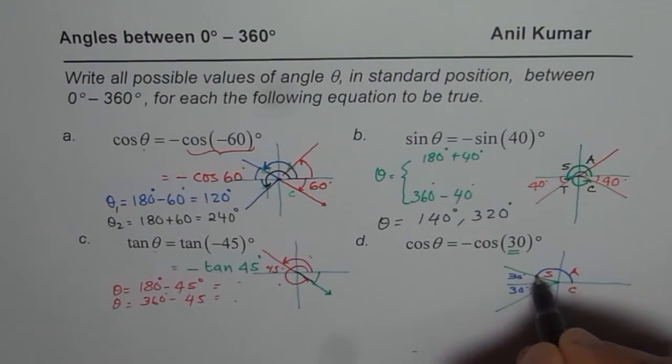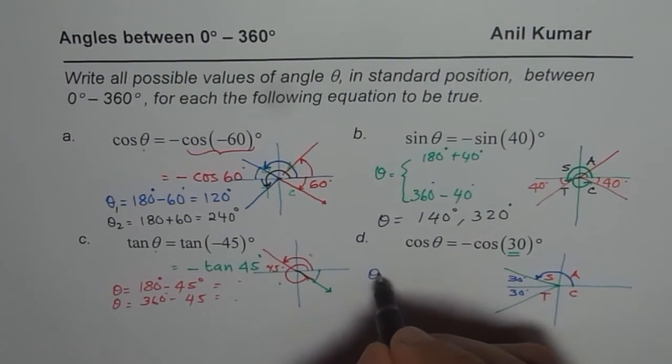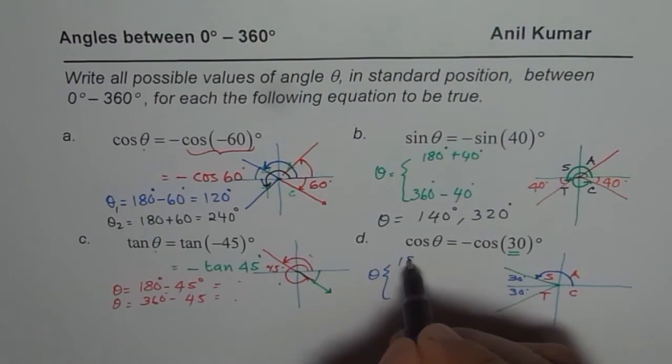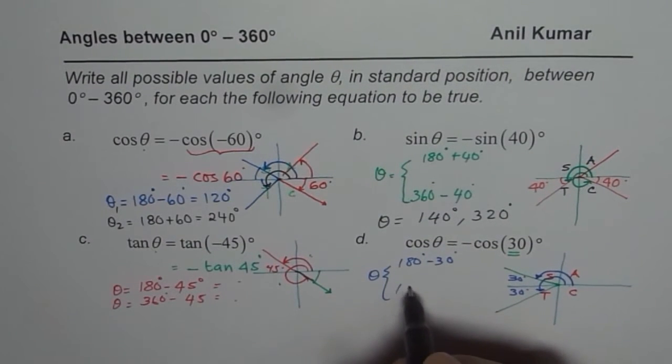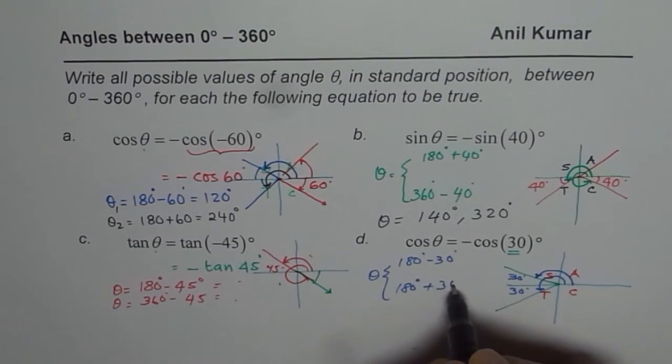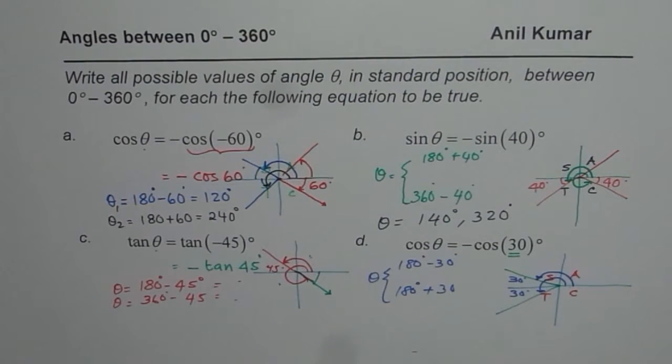So the two options for us are, one is this: theta equals 180 degrees minus 30 degrees. And the other one is 180 degrees plus 30 degrees, correct? Calculate this and write it down as your answer. That is how you should be doing such questions. First figure out in which quadrant the trigonometric ratio is, apply the rule to figure out whether it is negative or positive, and then correlate it with the angle. That is how it should be done. I hope it helps. Thank you and all the best.